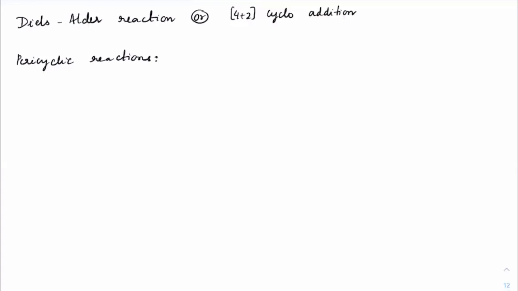These type of reactions are generally termed as pericyclic reactions, where the reaction would happen something like this, where we have a conjugated diene treated with a double bond or a triple bond. On heating, it would give this. Got it? So both of them got joined as a ring form here.